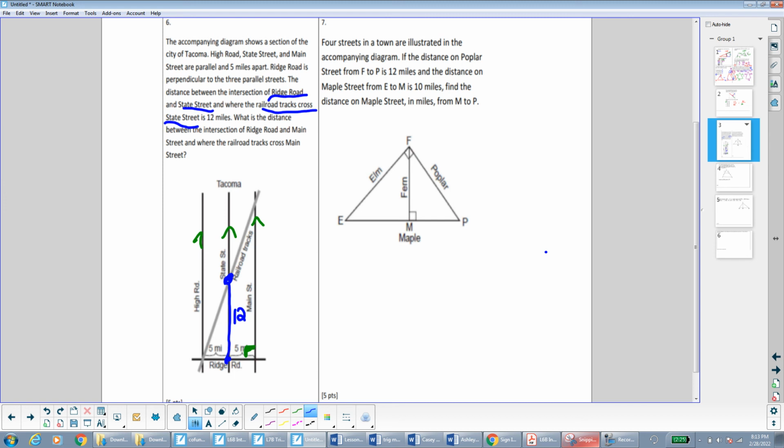What is the distance between the intersection of Ridge Road and Main Street? So here's Ridge Road, here's Main Street, here's where they intersect, and where the railroad tracks cross Main Street. Here's the railroad tracks, here's Main Street, here's where the railroad tracks cross Main Street. So this is what we're looking for, this distance here. Since Ridge Road was perpendicular to each of the other streets, I'm going to put this right angle back here.